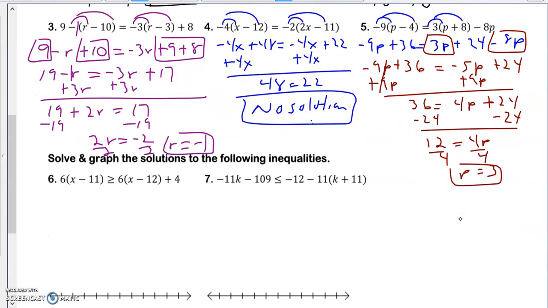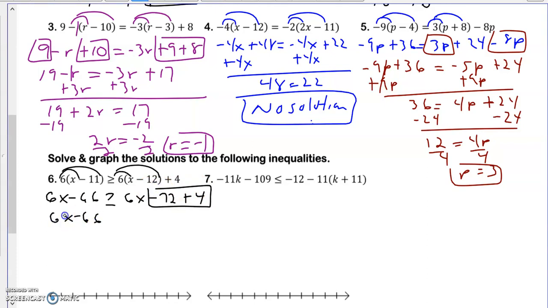So let's move on to some inequalities. Taking a look at our inequalities, the first thing we're going to do is we're going to need to distribute. And when we distribute, we get 6x minus 66 is greater than or equal to 6x minus 72 plus 4. I'm going to combine like terms. So I get 6x minus 66 is greater than or equal to 6x minus 68.